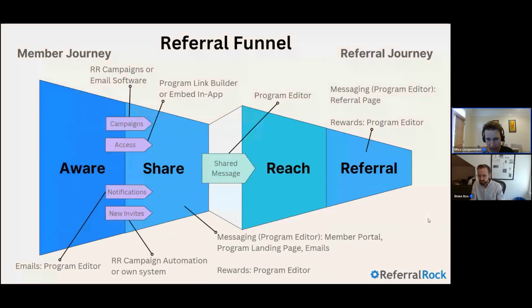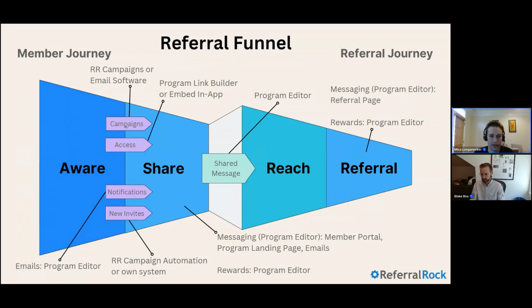So this is bringing it all together. We talked about the referral funnel, and how there are two components: you've got the member journey and the referral journey, and you have your four stages of aware, share, reach, and referrals. We're going to use indicators to help us tell what part of the funnel we need to improve. And when it comes to making those improvements, this slide is trying to illustrate where you can make those changes.